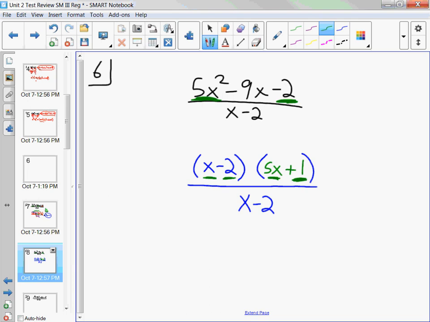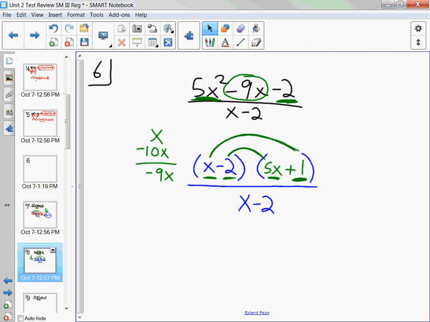And I could check that out and make sure it works, but I'll just multiply the two inside terms together and two outside terms together to see if they add up to the middle term, because I've multiplied the other ones. So x times 1 is x, and negative 2 times 5x is negative 10x. I add those together, that makes negative 9x, which is the middle term up there. So I factored it correctly.